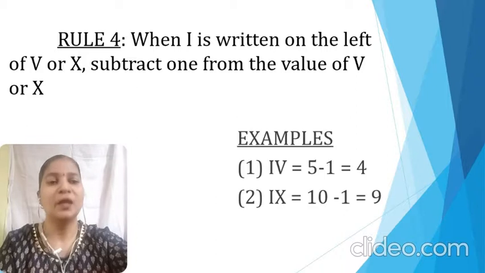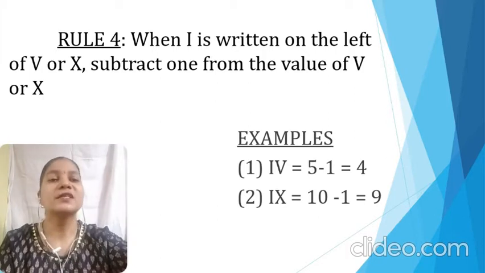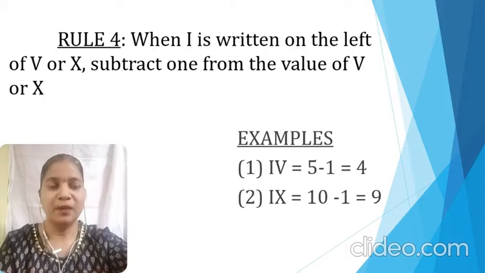Then I and X. Here, the greater number is X, which means 10. 10 minus 1 is equal to 9. That means IV means 4 and IX means 9.